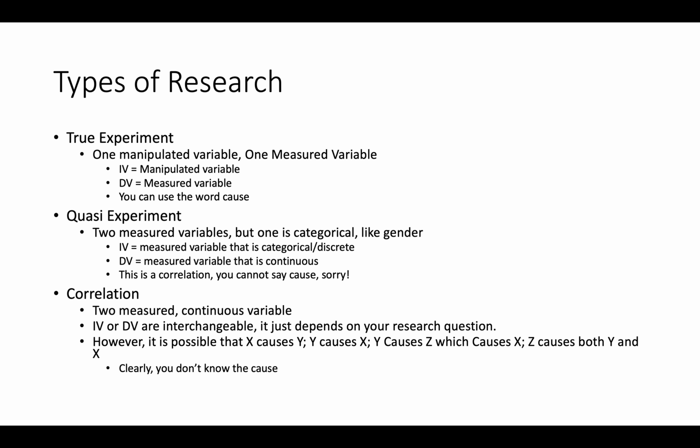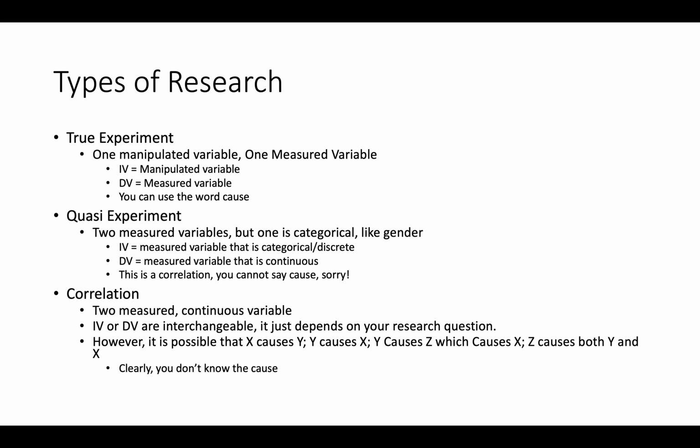Now, a quasi-experiment, you technically have two measured variables, but one is categorical, like our gender example earlier. So, the IV is a measured variable that's categorical, discrete, right? Nominal, those sorts of things, right? And your DV is a measured variable that's continuous.